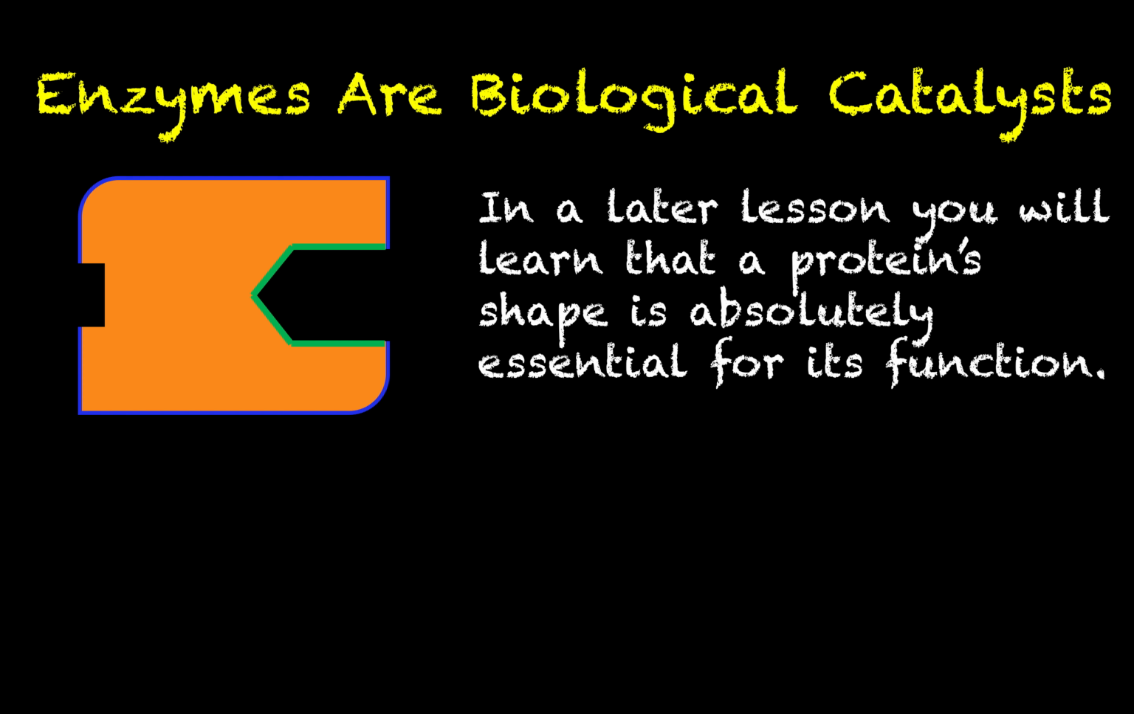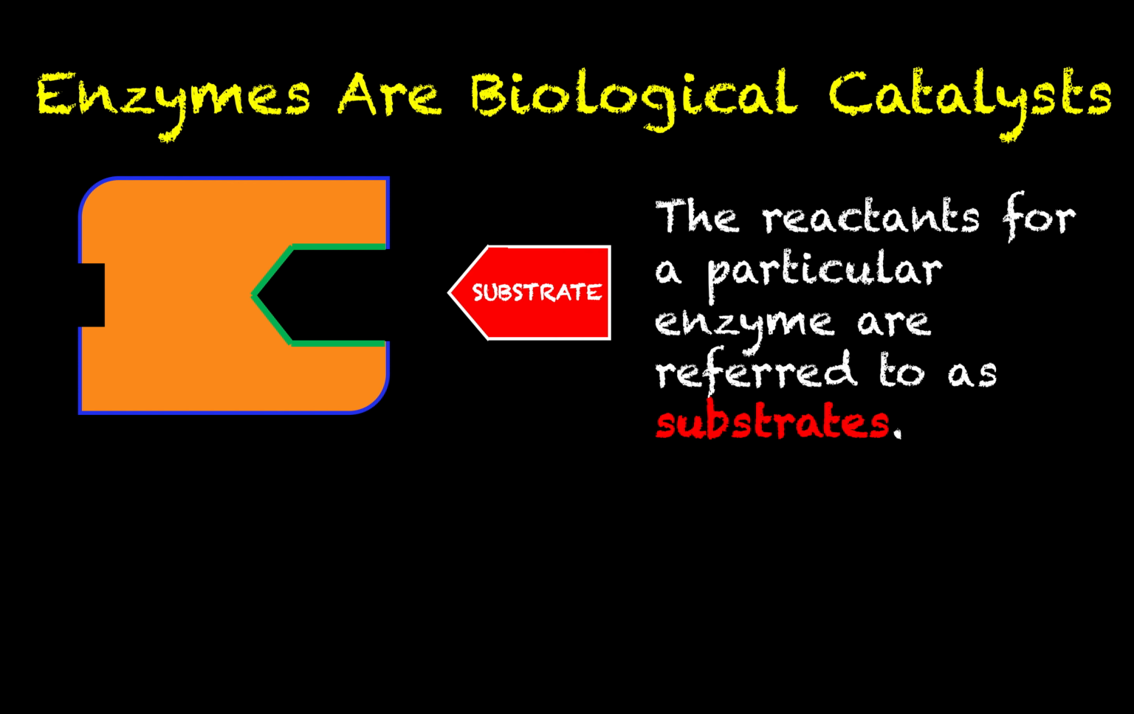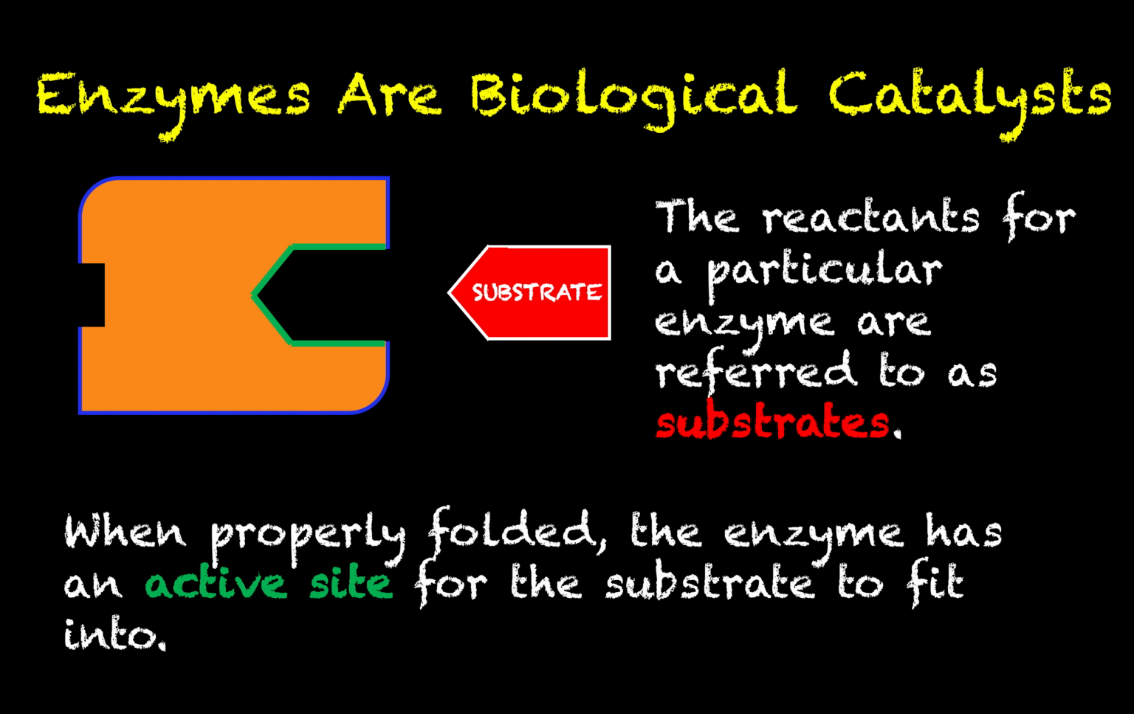So in a later lesson, you're going to learn that a protein's three-dimensional shape is absolutely essential for its proper function. And since enzymes are proteins, this is of course true for enzymes as well. The shape of an enzyme is absolutely essential to how the enzyme catalyzes reactions and how the enzyme does its job. So the reactants for any kind of enzyme are referred to as substrates. So we're going to see here that the relationship between the shape of the substrate and the shape of the enzyme is a very important relationship indeed.